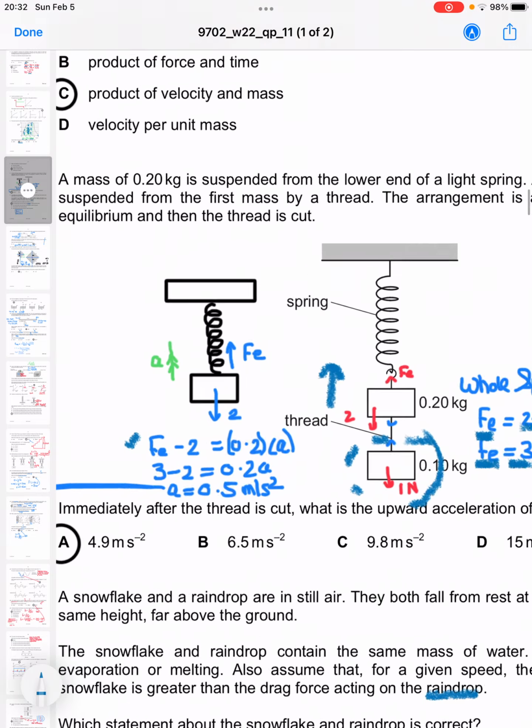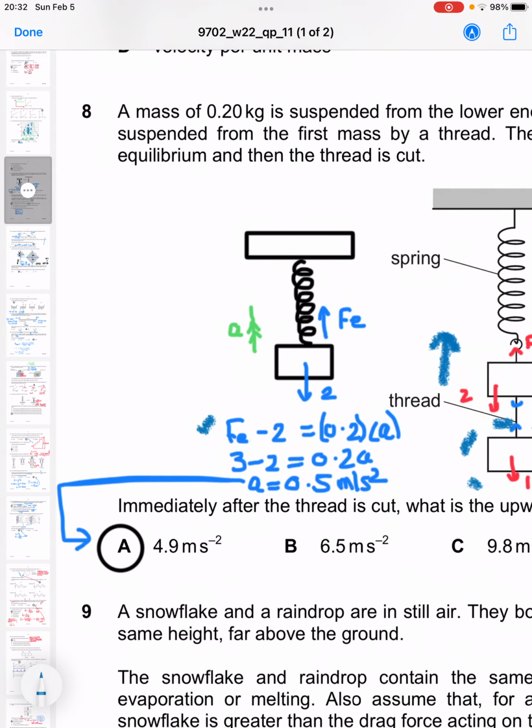I believe there's some problem with this answer, so I would check it later.